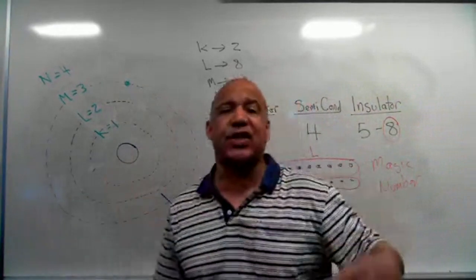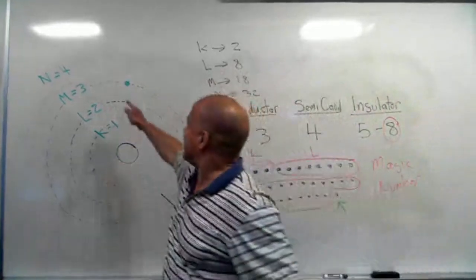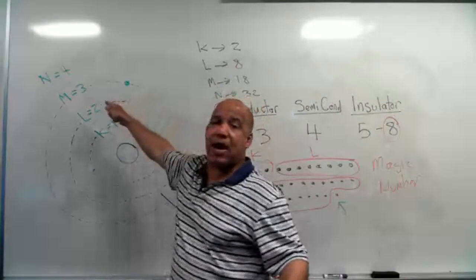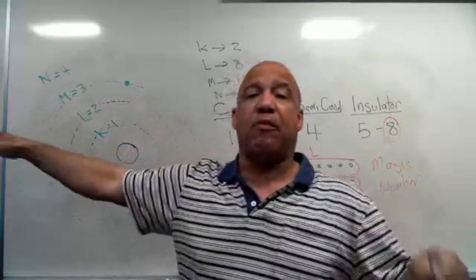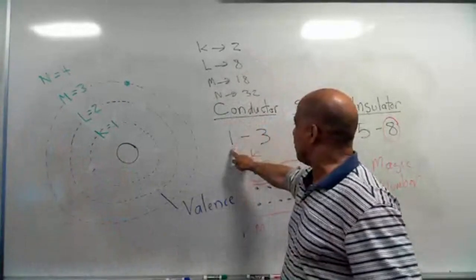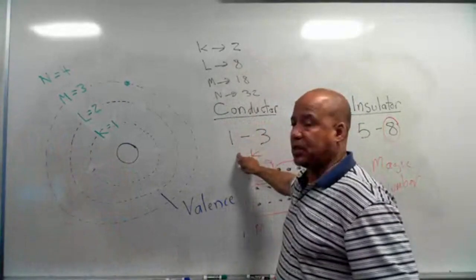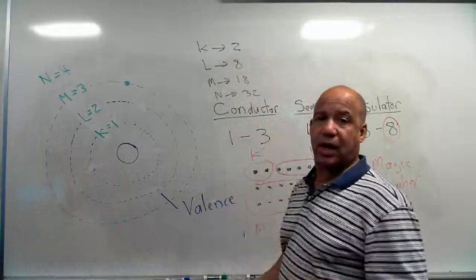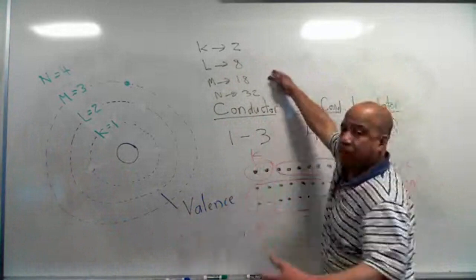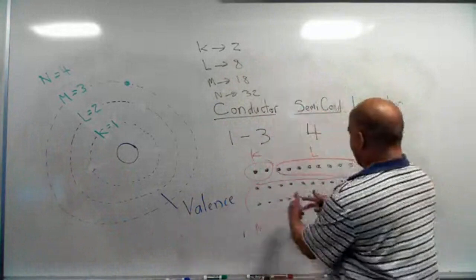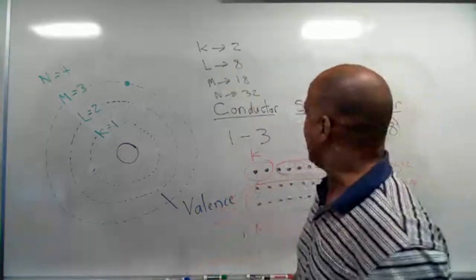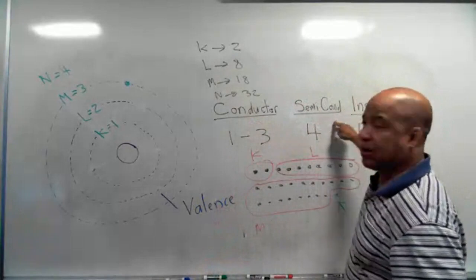That makes the N shell, N as in Nancy, the last shell or the valence shell, which means the number of electrons in the valence shell is the number of valence electrons. Copper has 1 valence electron, and if a material has 1, 2, or 3 valence electrons, that makes it a conductor. So we already knew it, but I want to show you that using the shell capacity formula and these numbers, if you know the atomic number of the material in question, you can figure out where it falls as a conductor, semiconductor, or insulator.